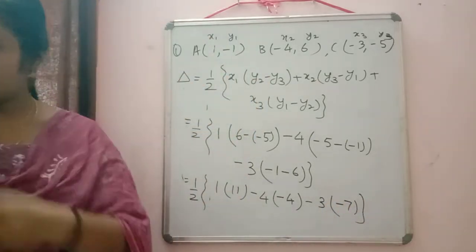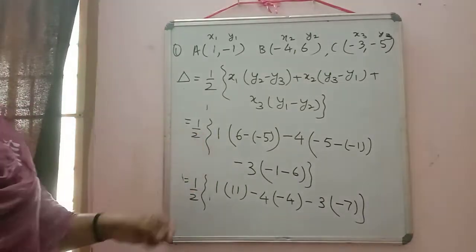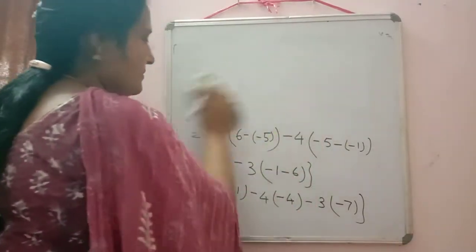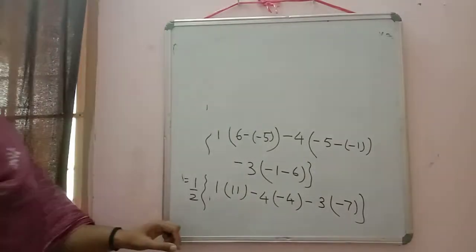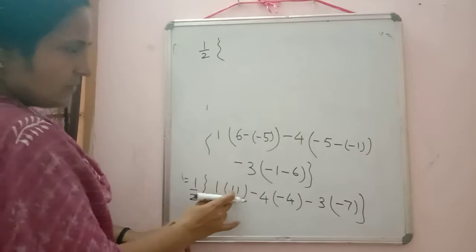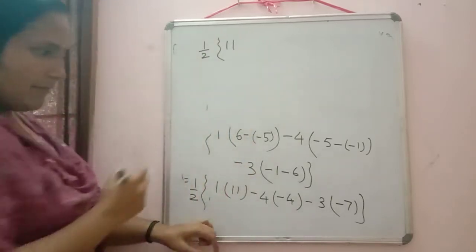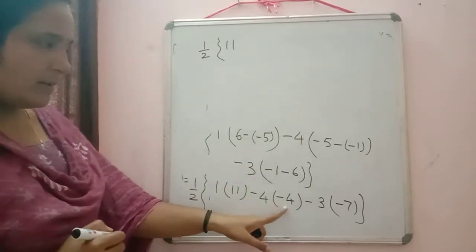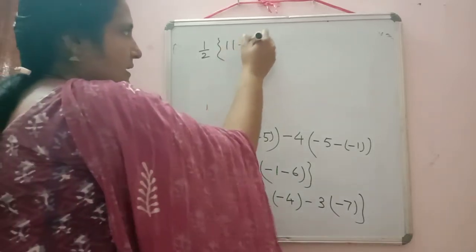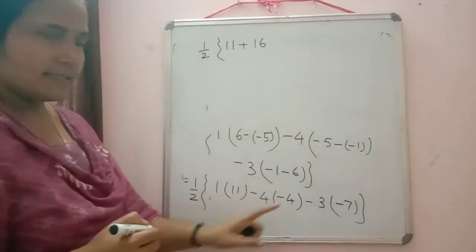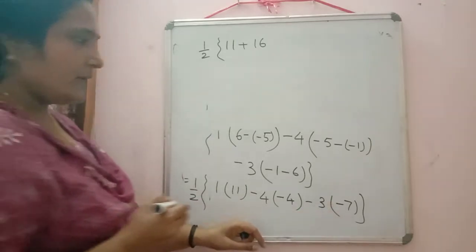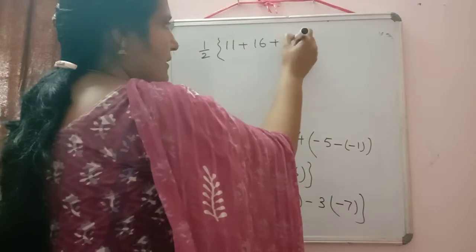These types of questions are easy, but be careful when you are writing the signs. Now, half into 1 into 11 will be equal to 11, minus 4 into minus 4. Minus into minus will be equal to plus. So we are getting here plus 4 fours are 16. Here also minus 3 into minus 7 will be equal to plus 21.